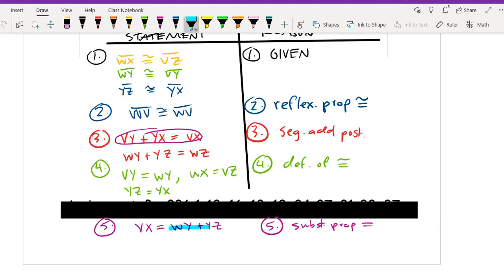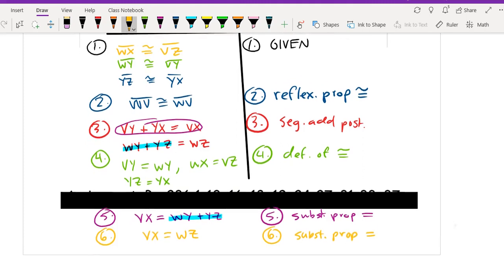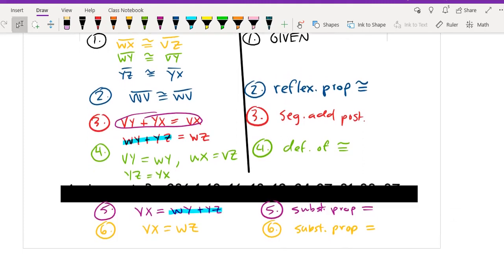Now pay attention, because look, WY, YZ, WY, YZ. Do you see how those parts match? Then what can I say about VX and WZ? I can replace this whole thing that's blue with WZ for the next statement, statement 6, that VX is equal to WZ. And you can use either the transitive property or the substitution property again. I think I prefer the substitution property of equality. So I'm replacing the blue with what it's equal to, WZ.